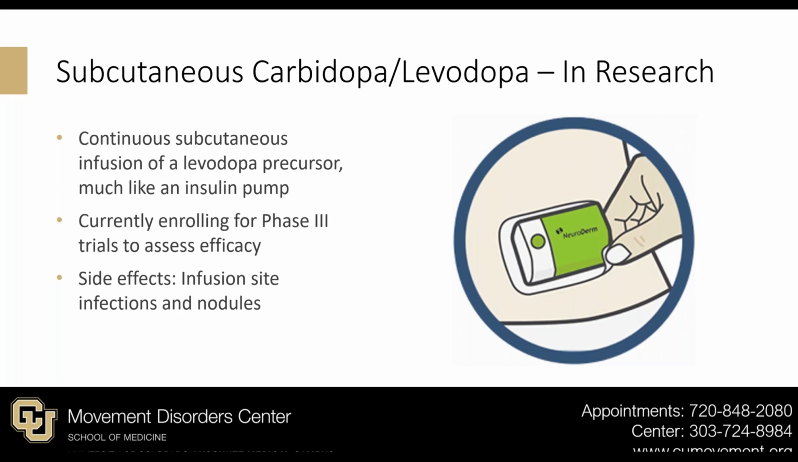This one is in research, but should be coming out as long as phase studies go okay. The company name is Neuroderm. It's subcutaneous carbidopa levodopa. So if anybody knows somebody or they themselves have diabetes and they use an insulin pump, this is, I like to think, kind of equivalent to that. Instead of getting the levodopa all the way into the stomach, this actually goes through the fat, and then it absorbs from your fat and muscles into your system up to the brain. And again, it's supposed to be this continuous release.